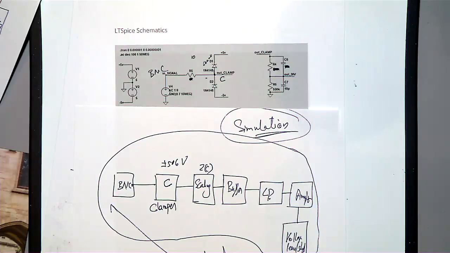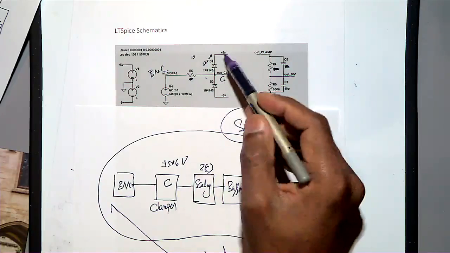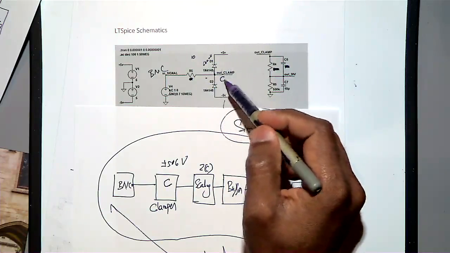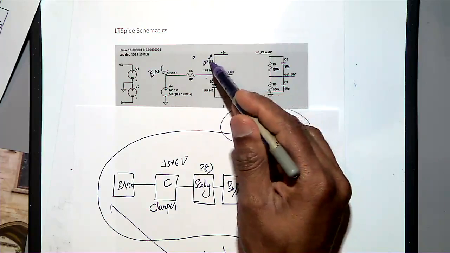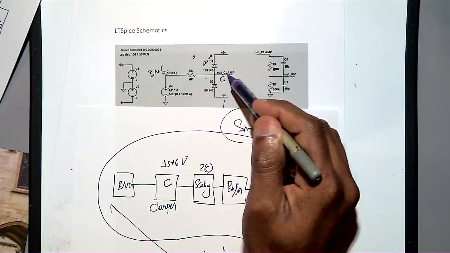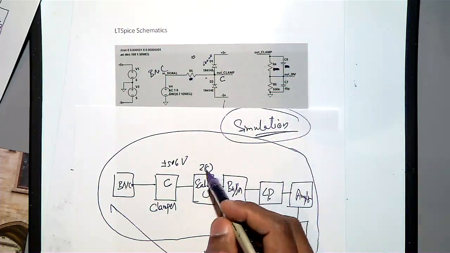If you want to change your design, you want to make it plus or minus 10.6, what will you do? Same thing, here you will be connecting plus 10 volt, minus 10 volt. So this diode clamper, this is your clamper circuit. And then from the clamper, your next block is ZC.